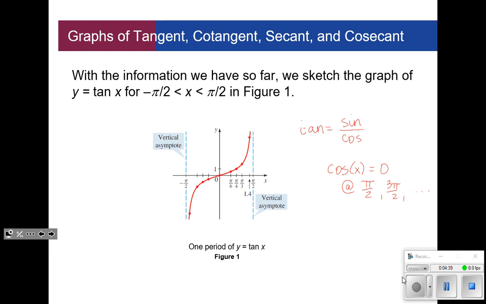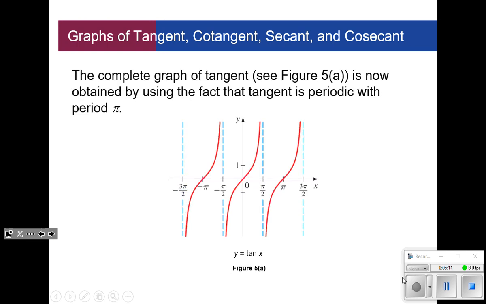So that's why we have these asymptotes. I don't know if you can see me drawing over the blue dashed lines here. That's why we have these asymptotes at pi over 2 and negative pi over 2. If we continued this graph to the right, it would go from pi over 2 to 3 pi over 2, which would be the next asymptote. So that's why we have vertical asymptotes at those points, because that's where cosine is 0.